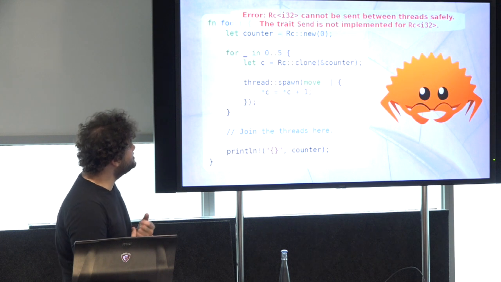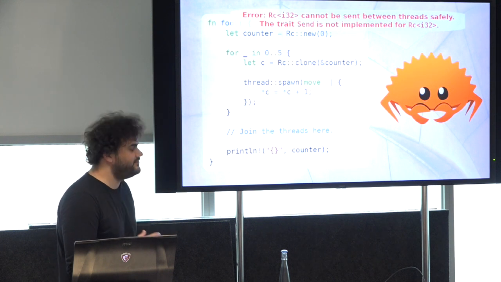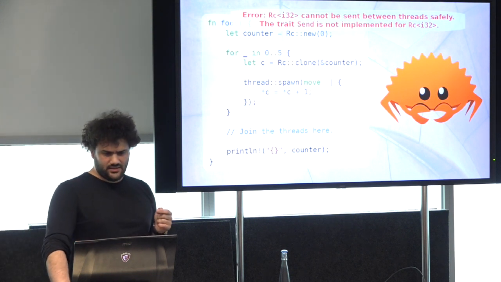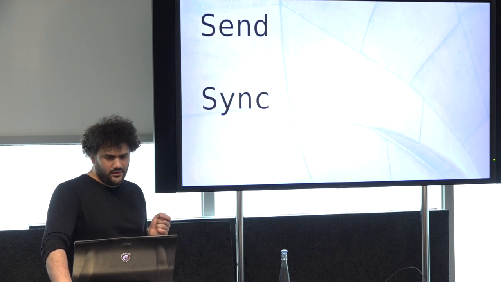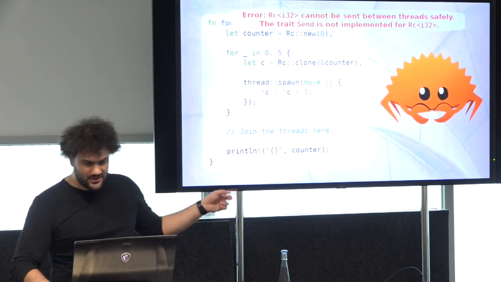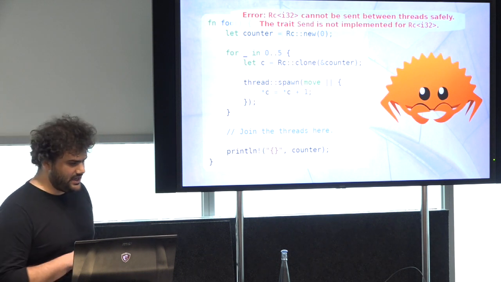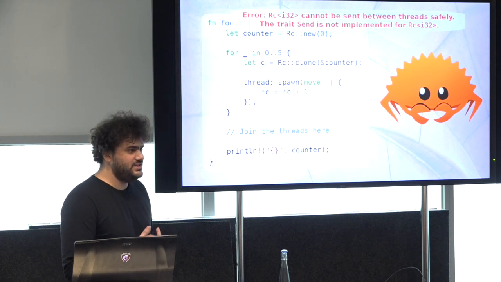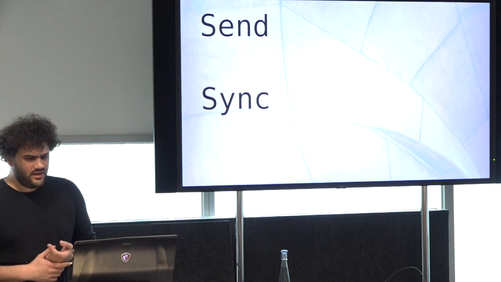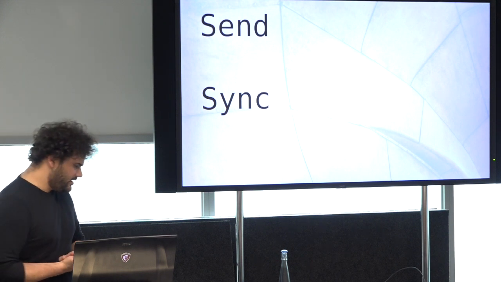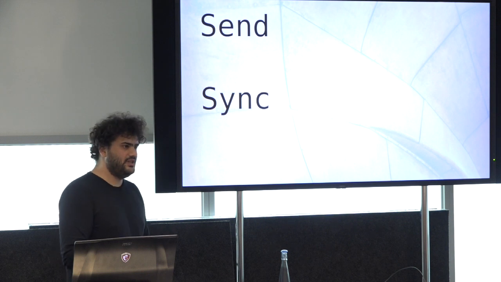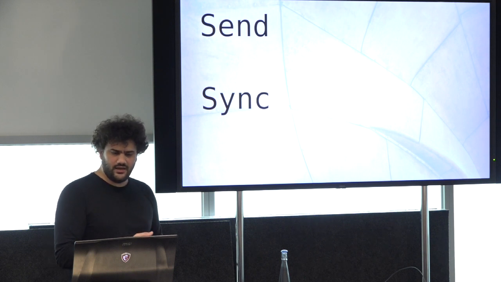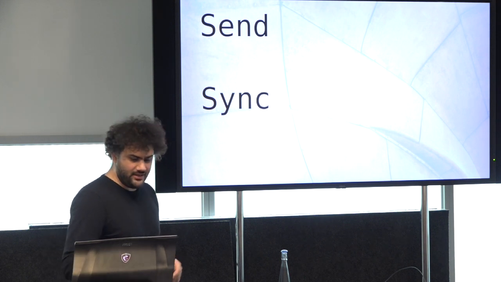So Rust tells us that RC cannot safely be transferred between threads. Why is that? Oh, okay. It tells us that it cannot be safely transferred between threads because Send is not implemented for RC. So what is Send? In Rust there is something called traits, and traits are like type classes. They are exactly type classes. So they can be implemented for types, right?